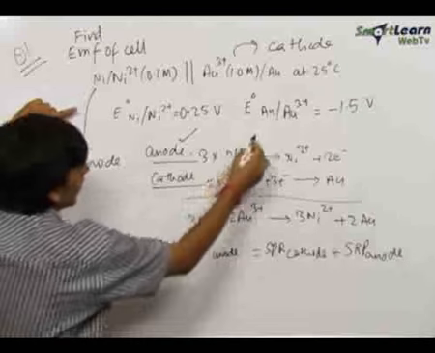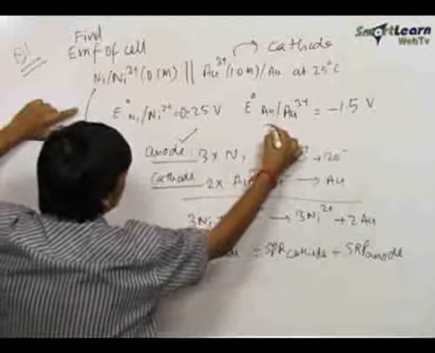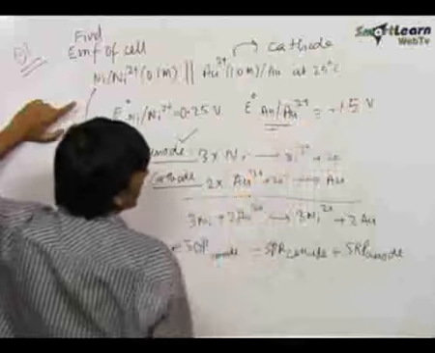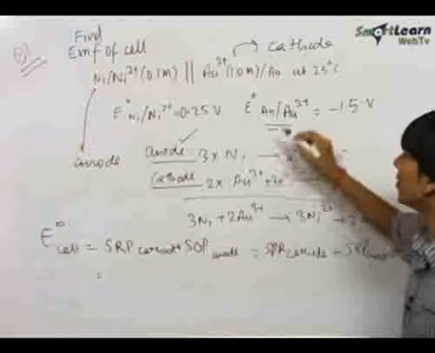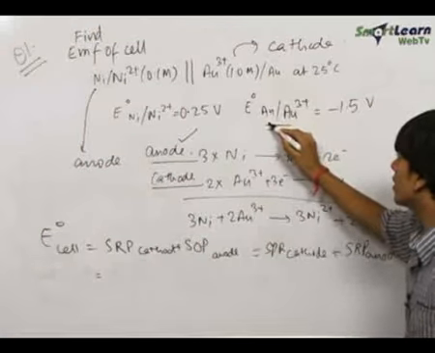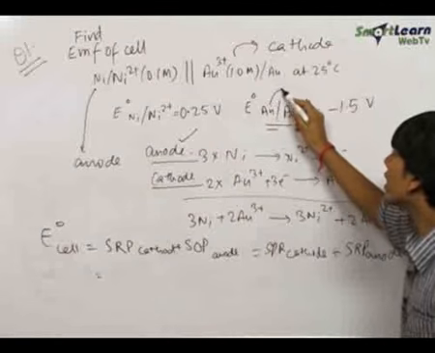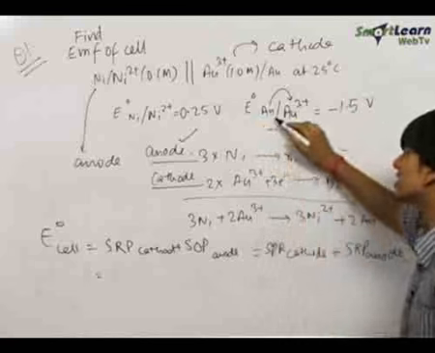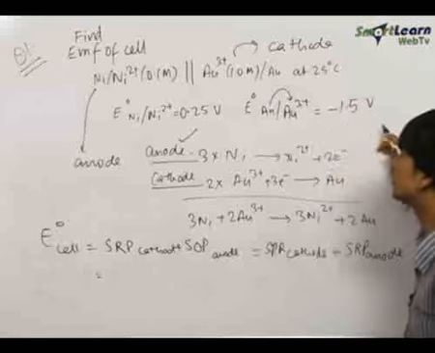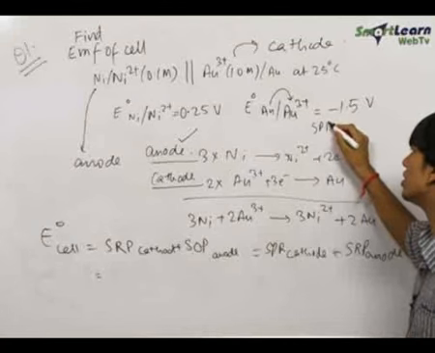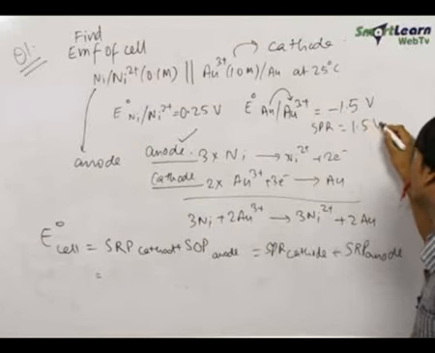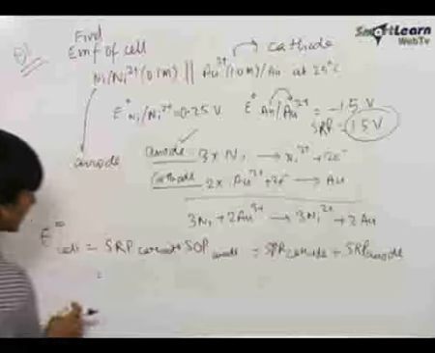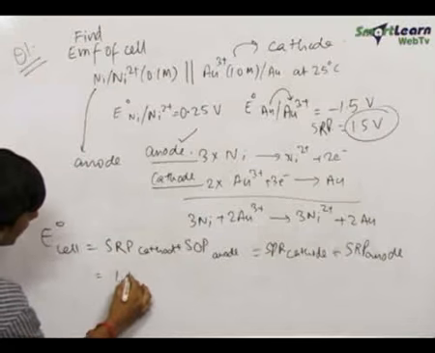We have been given E naught Au, this is the cathode. So we have to first write the SRP of cathode. Au3+ is given to be minus 1.5 volt. But always keep in mind, whenever it is given, this E naught is given for the reaction of Au to Au3+, that is from left to right. Therefore, this is the standard oxidation potential. For finding out the standard reduction potential, this will be equal to minus of minus 1.5, that is 1.5 volt. This is SRP. So we can write the standard reduction potential of cathode equal to 1.5.